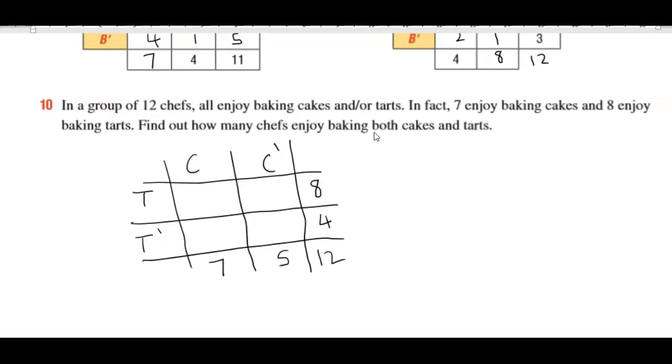Okay, so the other key to this question is it also says they all enjoy baking cakes or tarts. So that means here you're going to have a 0, and that's going to help us fill in this table. So if this is 0, that means this one's going to be 4, because reading across there has to add up to 4. And that makes this cell 3. And when you think about it, if this is 0, that makes this one 5. So C and T, so the probability of, what do we got? Cakes and tarts is equal to 3.